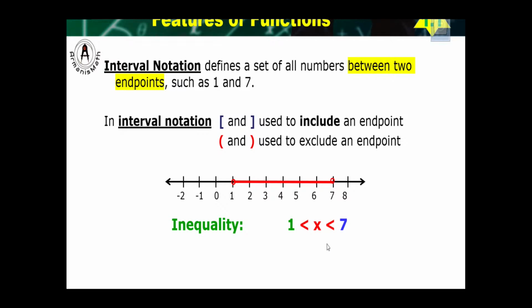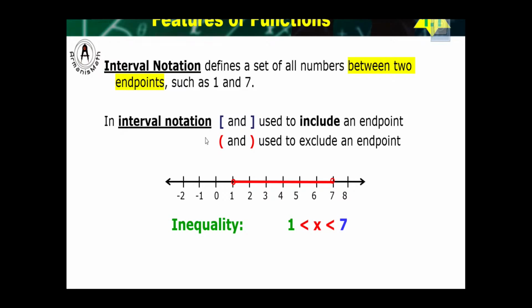Okay, now let's talk about interval notation for a second. So interval notation defines a set of all numbers between two endpoints. One more time. Interval notation defines a set of all numbers, all of them, between two endpoints. So for example, like between 1 and 7. So what is the interval notation? It's another way to represent a set of numbers, instead of just the number line and also the inequality. A third way is to use the interval notation.